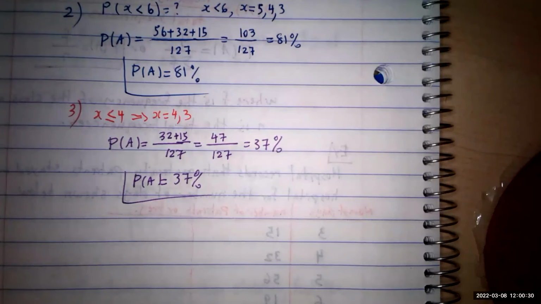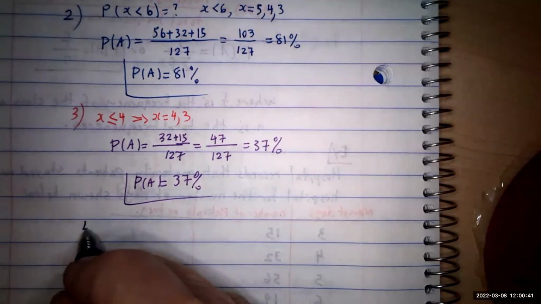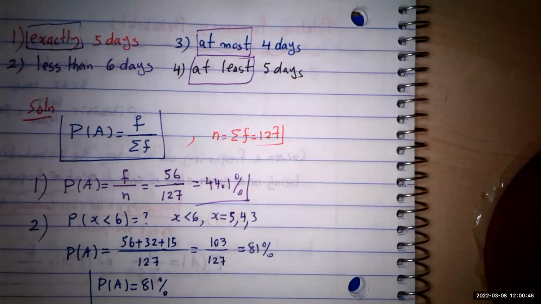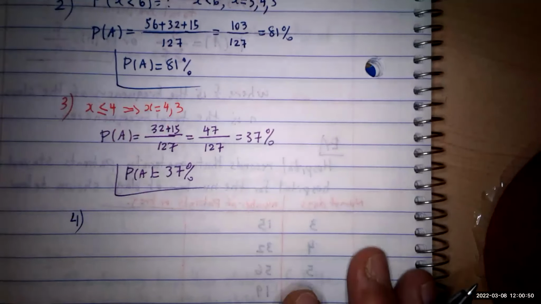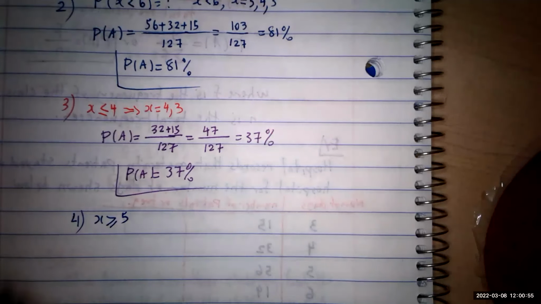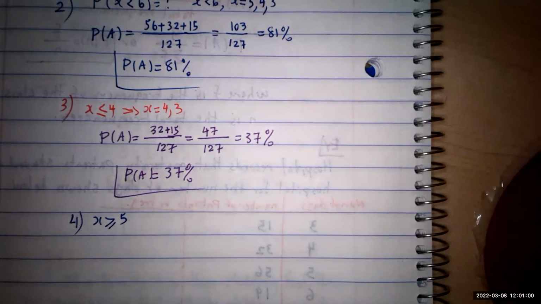So remember, at most is the end. At most 4 means 4 and less. That is case 3. Case 4 is at least 5. At least is the beginning. At least 5 means 5 and up. So x is greater than or equal to 5. At least is the beginning, at most is the end. So that would be 5 and up.